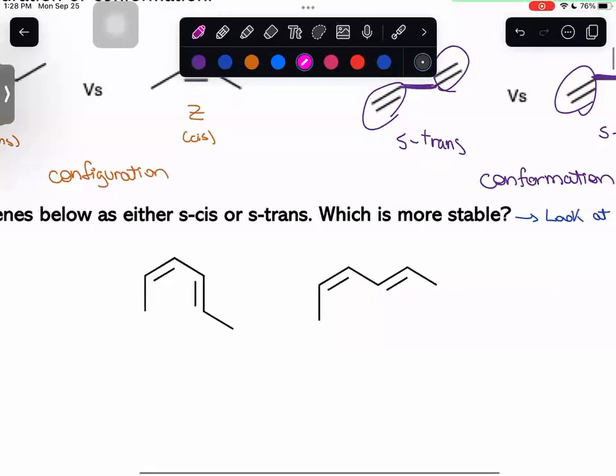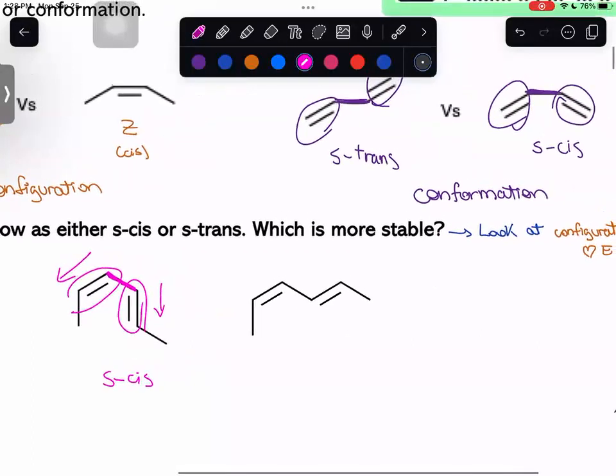Okay, so remember, we always start by looking at that single bond between the double bonds. And we're going to look at the connections of the double bonds. One double bond is pointing down. The other double bond is also pointing down from that line. So it's going to be the S cis conformation, so it's the least stable one.